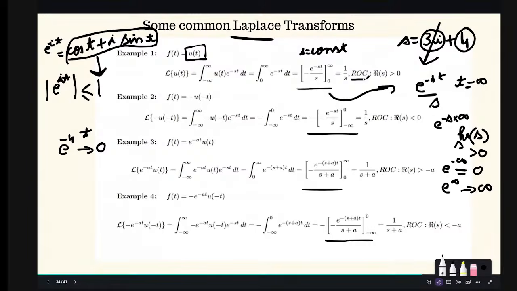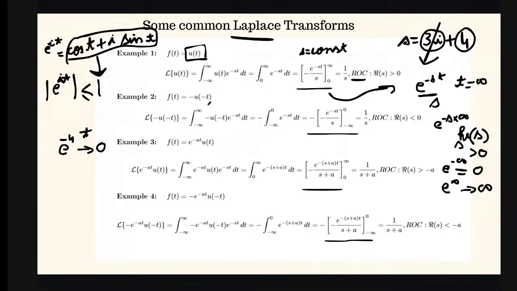And the ROC just refers to the region of convergence. This is somewhat different from the previous one where we were discussing analytic functions like the Taylor series. But the region of convergence here is basically the real part of s greater than 0 if you want to plot a graph. Now, similarly, let's take the next example.